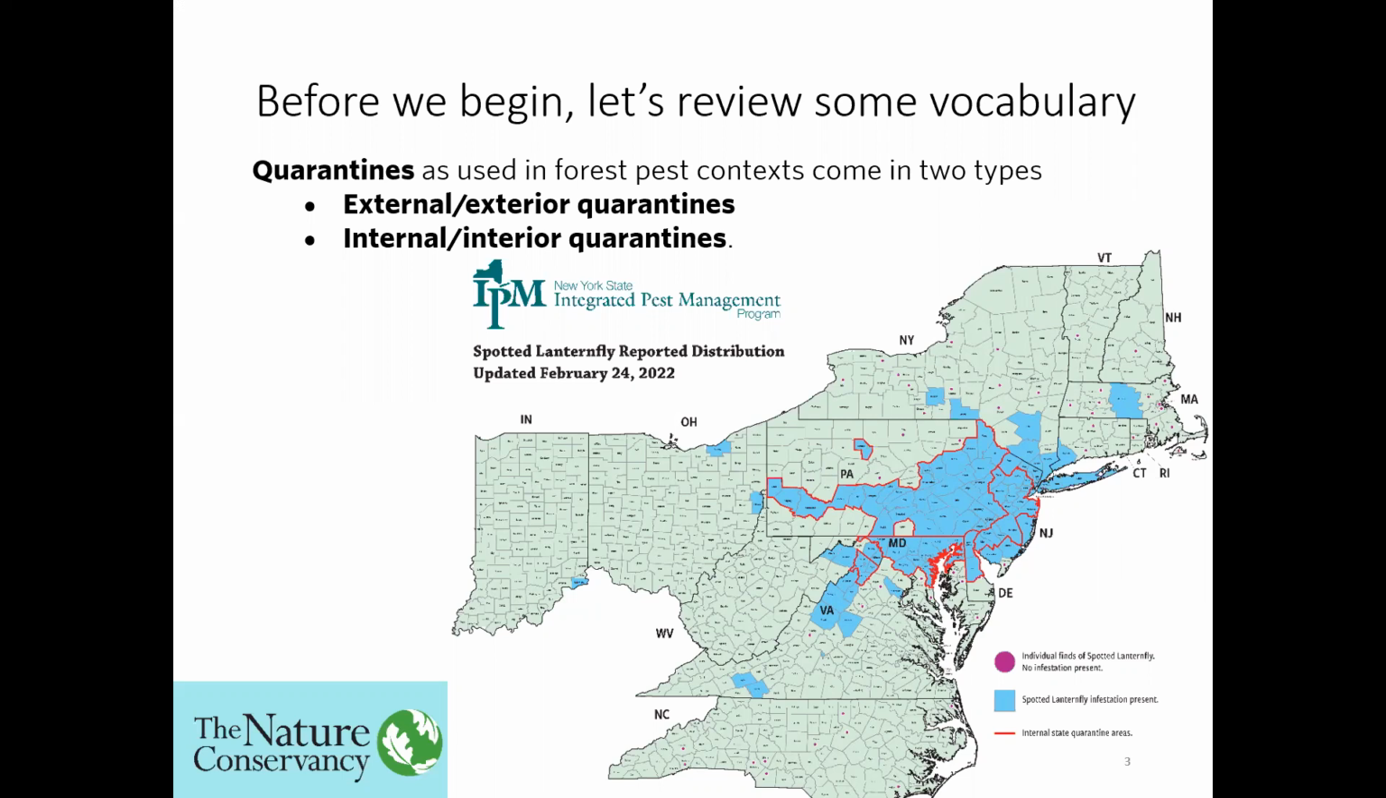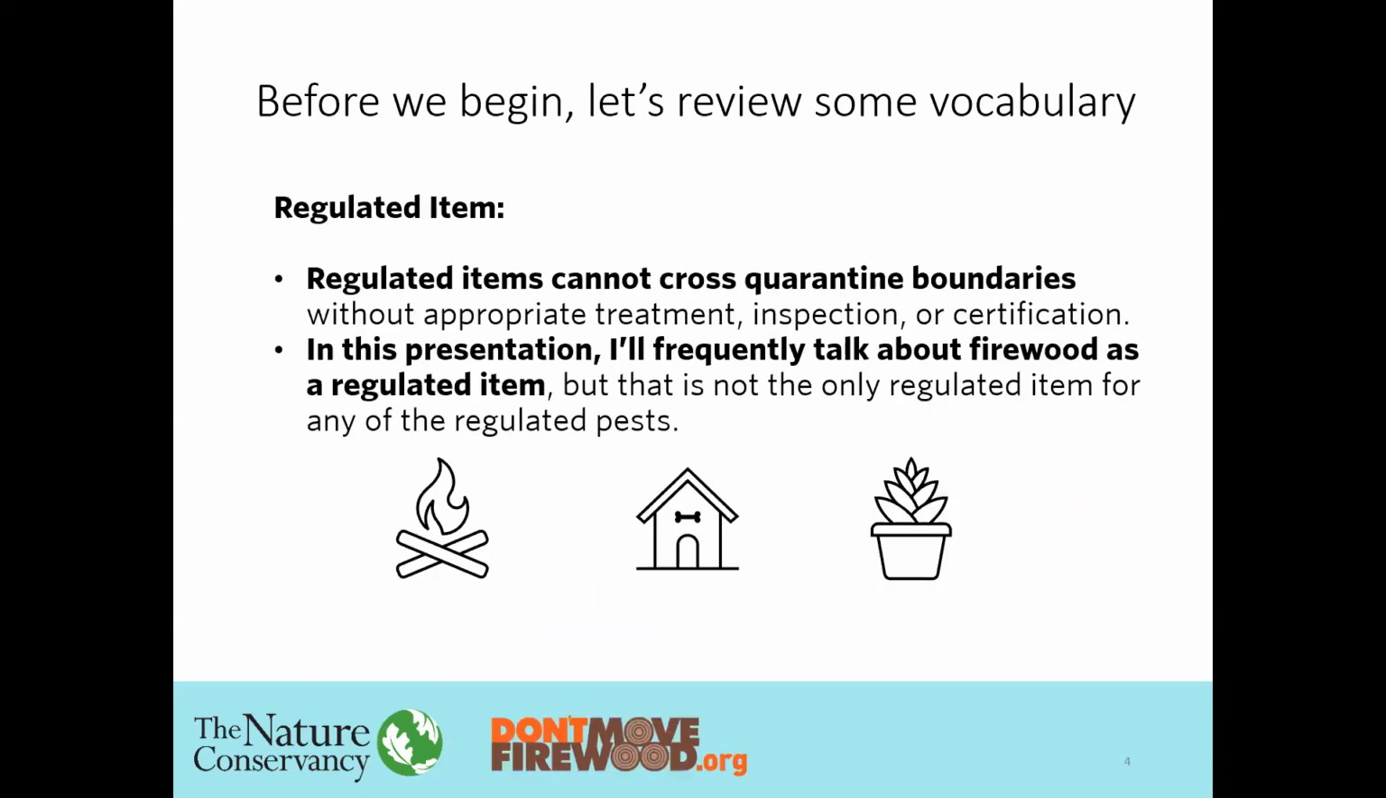However, there are plenty of states that also have exterior or external quarantines pertaining to spotted lanternfly. The best example is California, which has a quarantine that says materials that could potentially be contaminated with spotted lanternfly, so very far away from where this map takes place, they have their own external quarantine. Both types of quarantines are really important in the management of forest pests, and both of them are highly relevant to the situation with firewood.